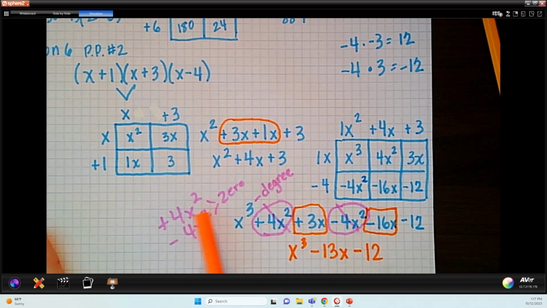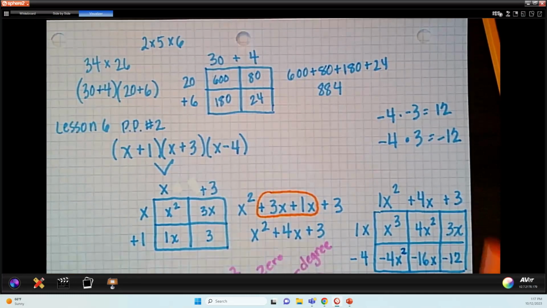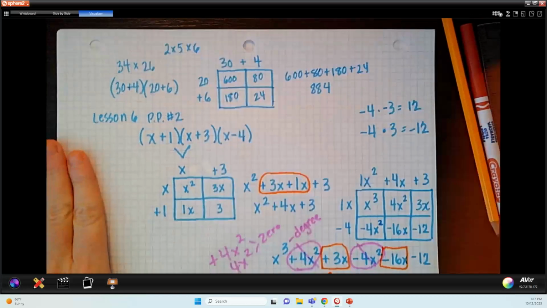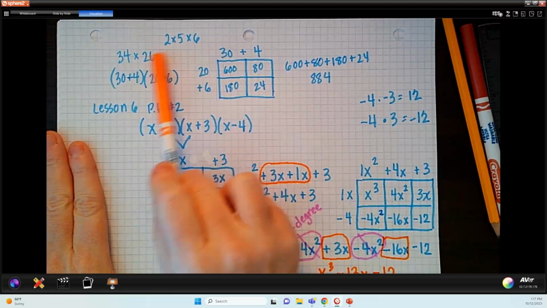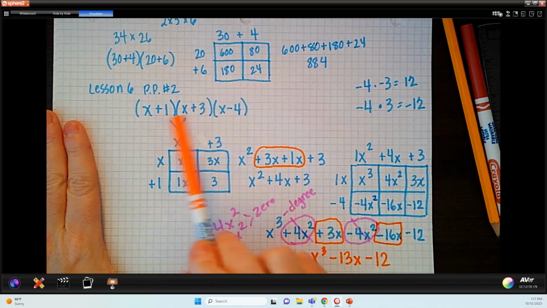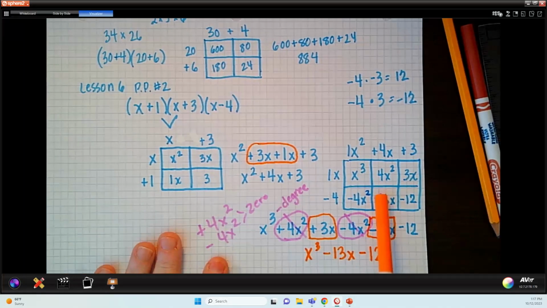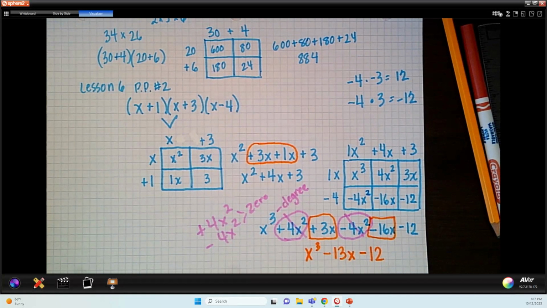Okay? A little bit of work, but if you just take your time and think of it just like you would a normal number, 2 times 5 times 6. If somebody gave you that math problem, you'd whip it out really quickly. So yes, we have some letters. Yes, we have positives and negatives. But if we organize ourselves, we'll be able to do this problem.